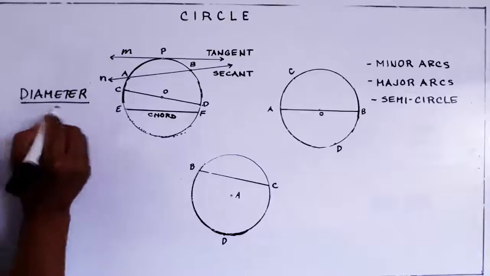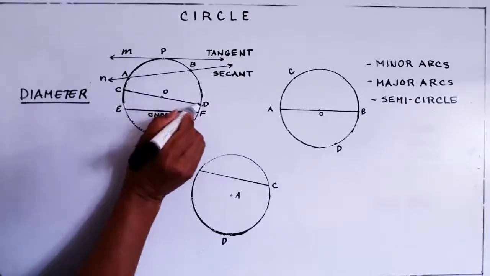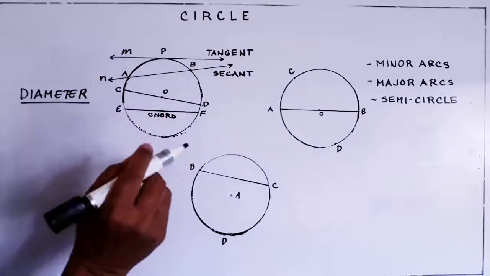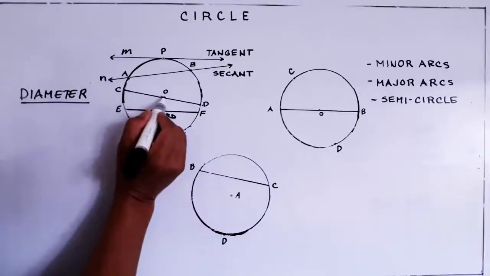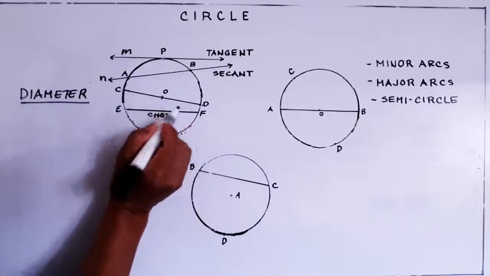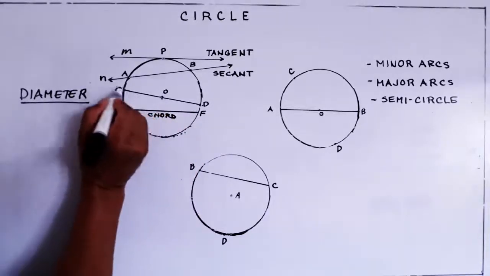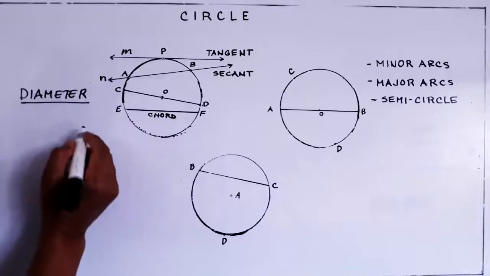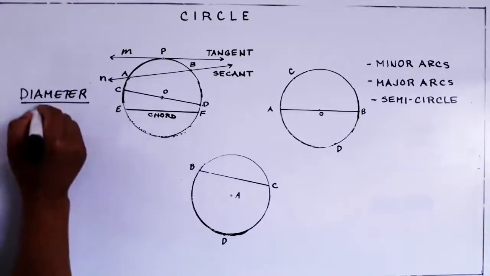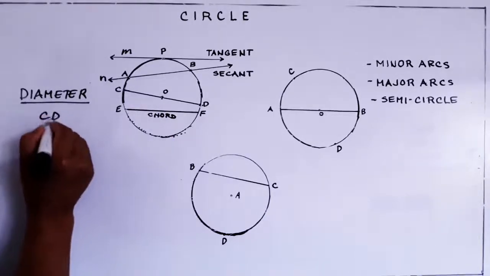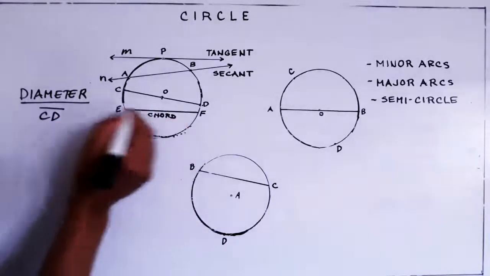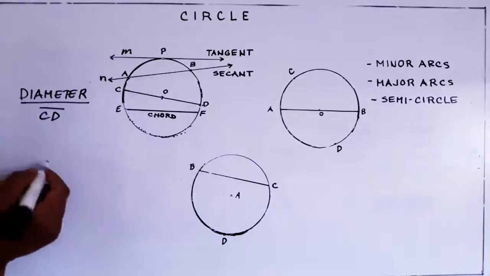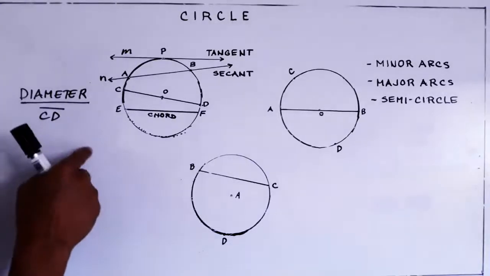But half of the diameter, from O to D, is a line segment, not so special, and it's called radius. From O to D is a radius. O to C is another radius. For the diameter, we can write CD with the line segment symbol, because diameter is a line segment. We can measure the diameter length.